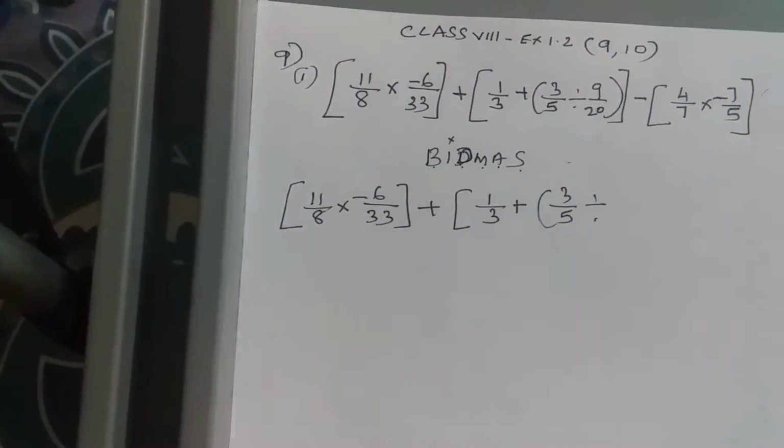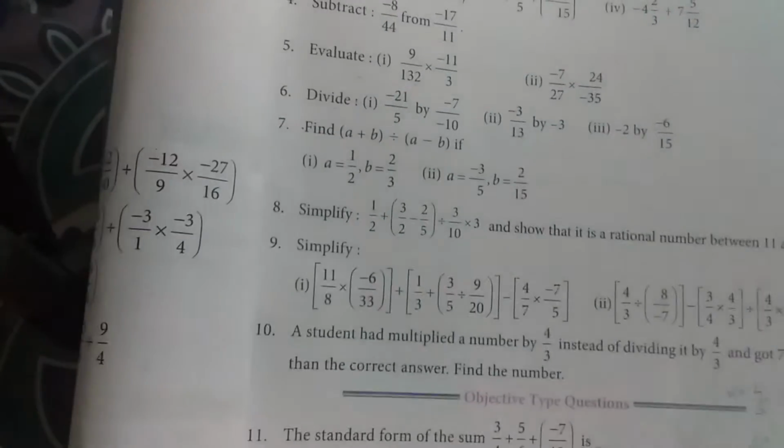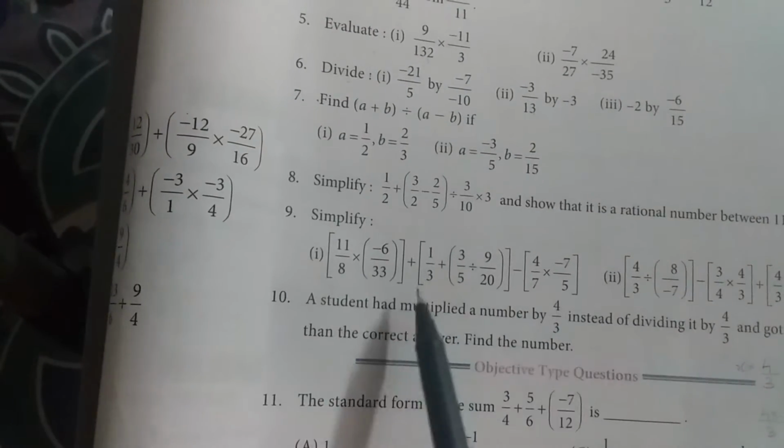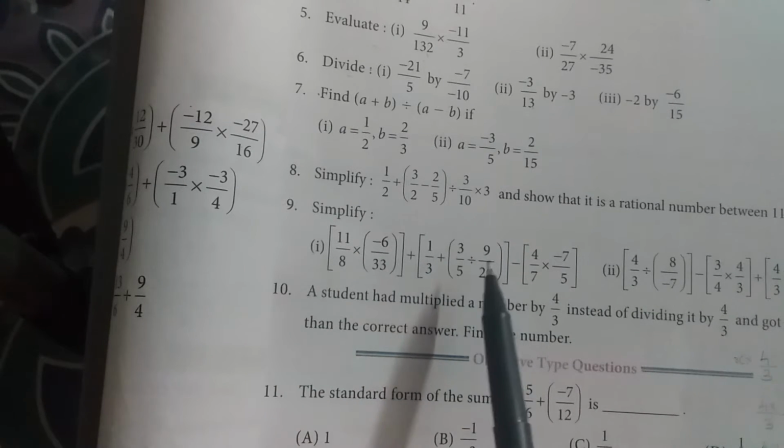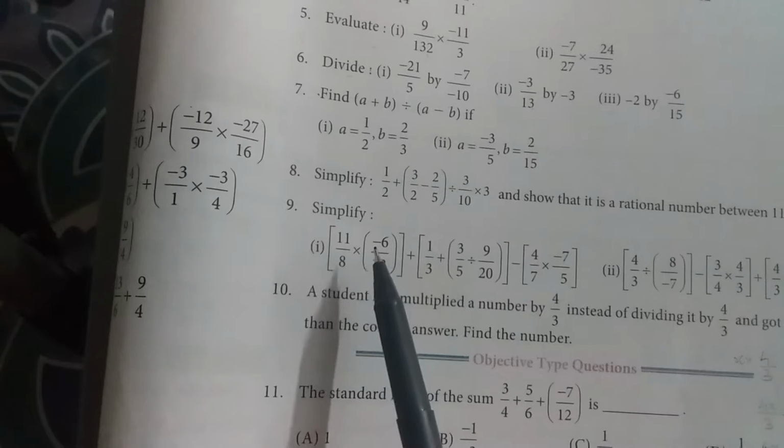And question number 9 is simplify. It is the simplification of rational numbers which involves all the four operations: addition, subtraction, multiplication and division. So let us read the question.